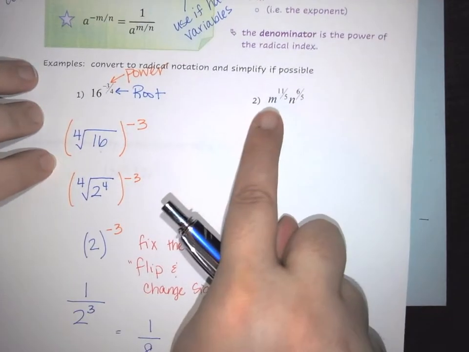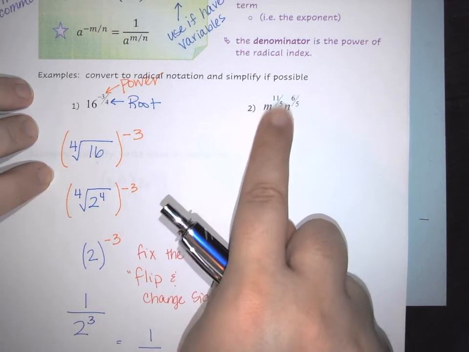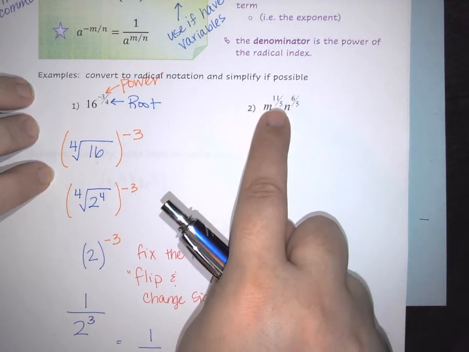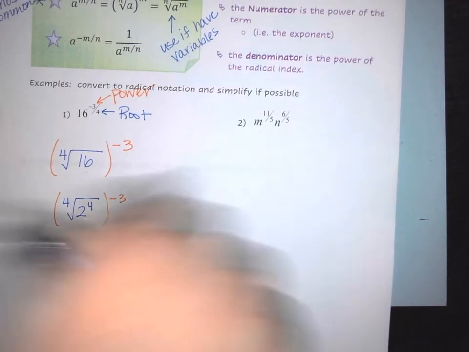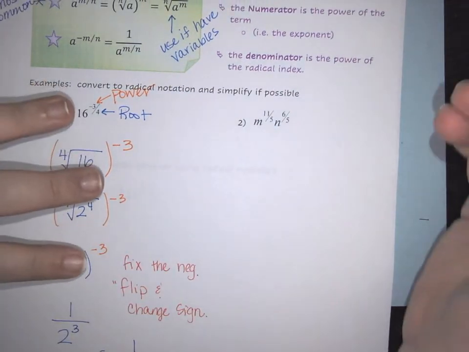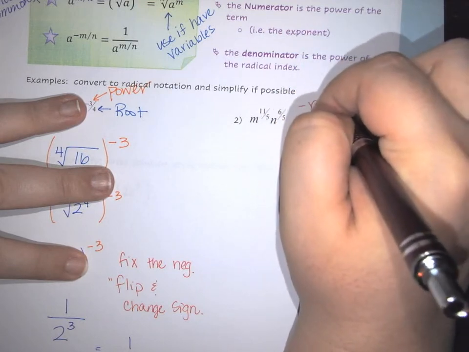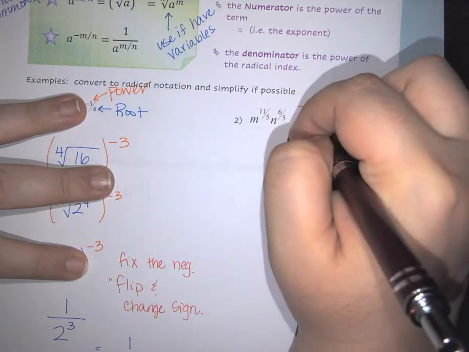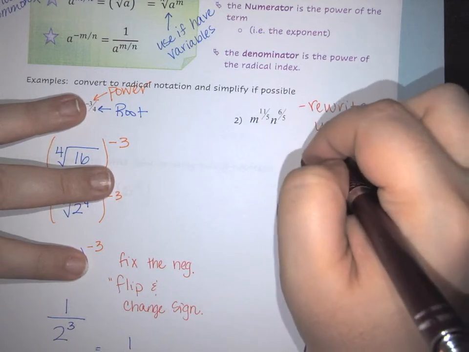So over here, notice we do have variables, and we don't just have one, we have 2 of them. But the biggest thing you want to look at is the fact that each of these roots is exactly the same. So in this case, the first thing that we need to do is rewrite using radicals.